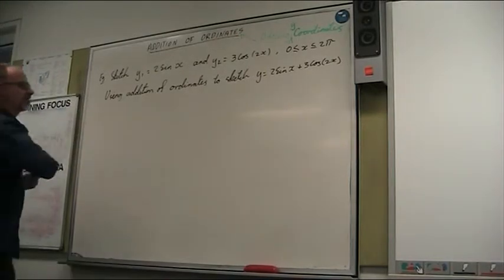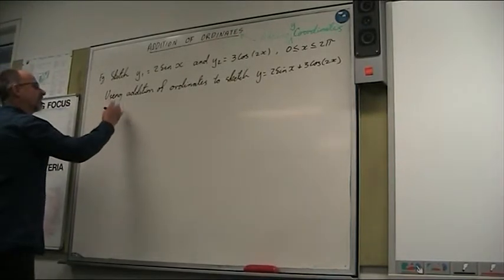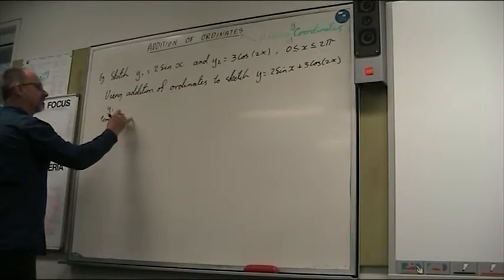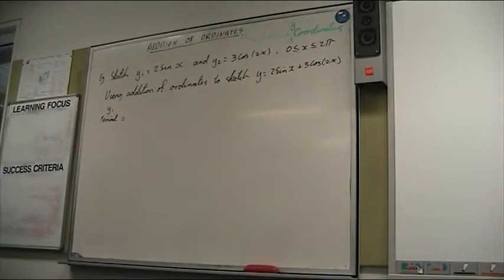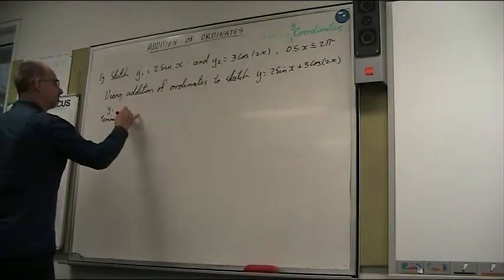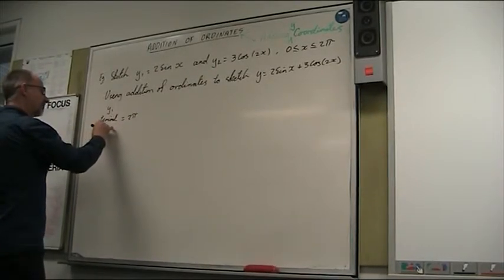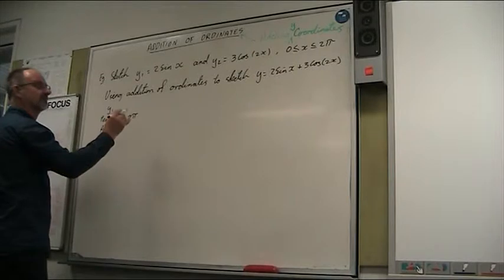Alright, so with this one, y1. Alright, what's our period? The period of this is 2 pi, thank you. The amplitude is 2.